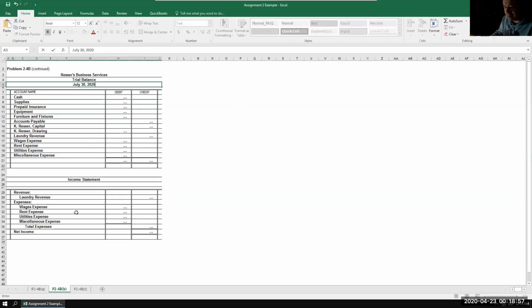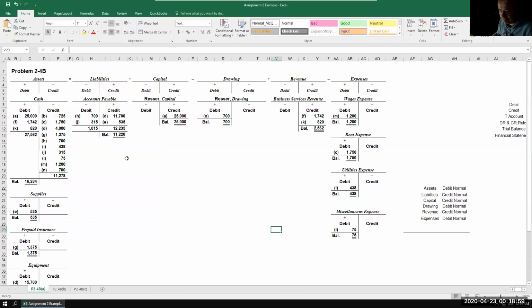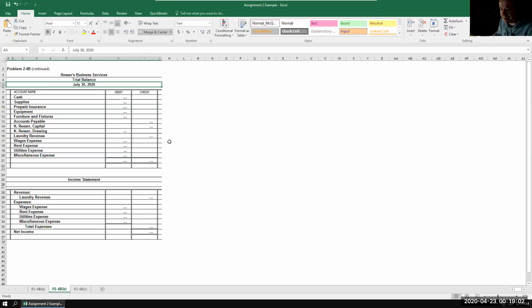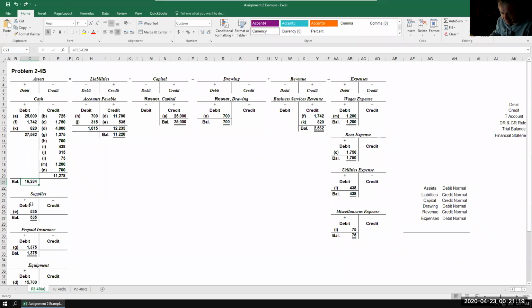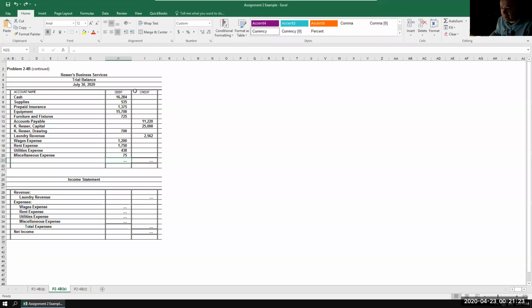You put that header. Now I'm going to pause the recording and move all these balances over, because you don't need to see me typing that. Be right back. Okay, we're back, and all I've done is move all of the balances for cash, supplies, accounts payable, etc., to their corresponding space on the trial balance. So we're going to talk about the trial balance now.